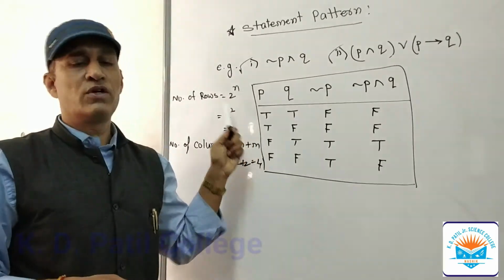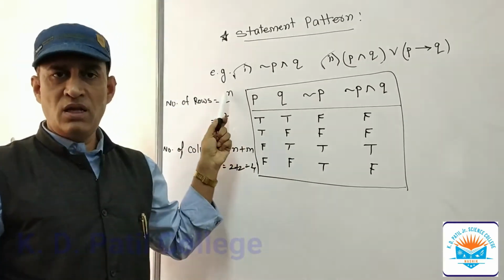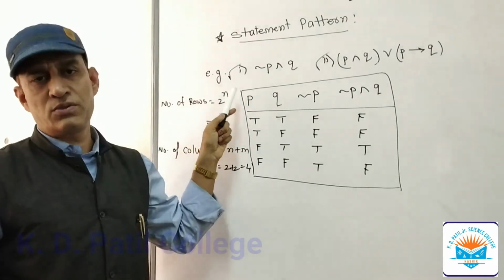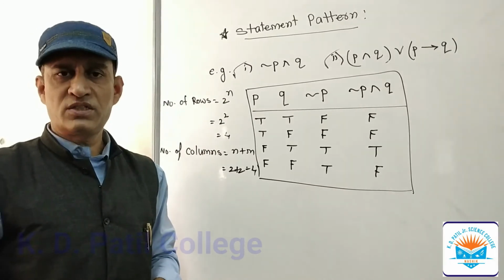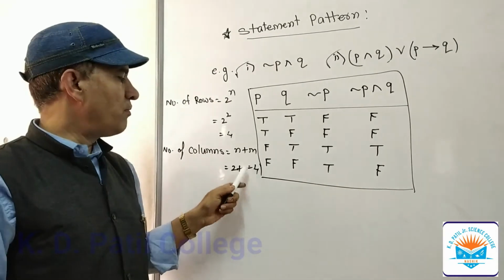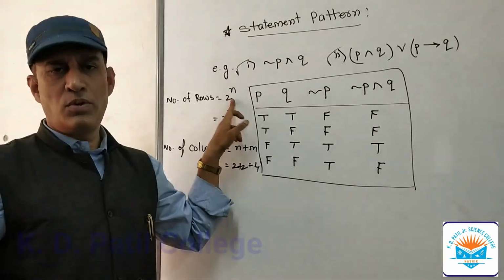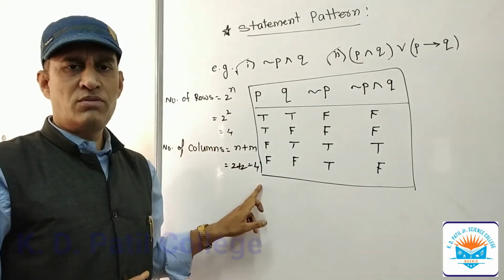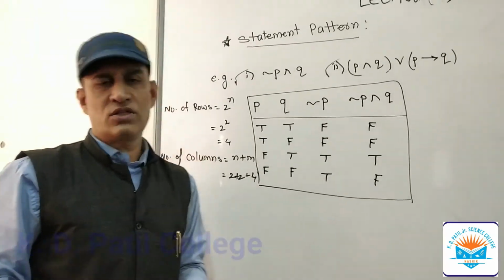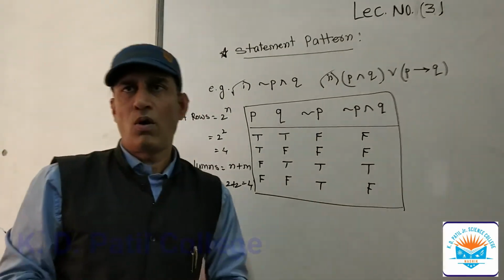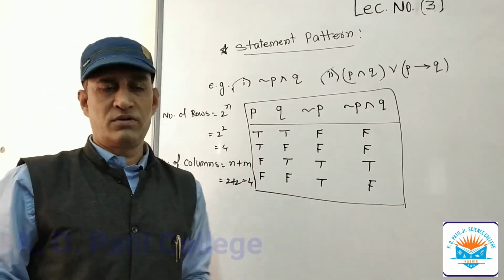For that, first we have to find the number of rows, then the number of columns. For finding the number of rows, we have the formula 2 raised to the power n, where n denotes the number of components or atomic statements, and m the number of connectives. 2 raised to the power n is the number of rows. n plus m is called the number of columns. And in this way, we can construct the truth table from the given statement pattern. And these things are very important.